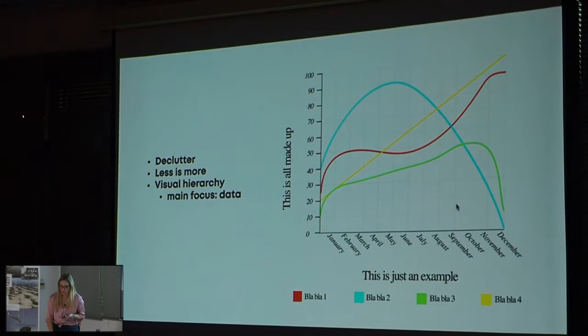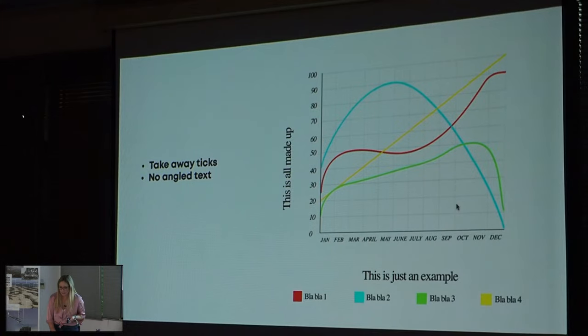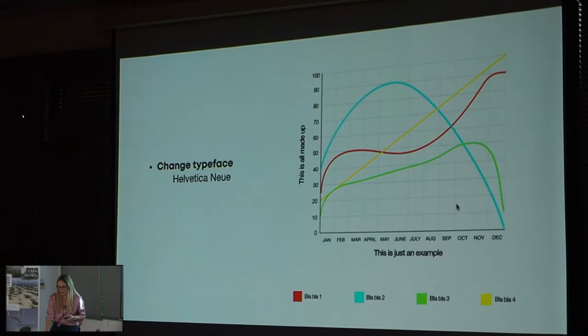Another thing that we should always do is to fix the angled text. This way it is quicker to understand, as we saw from a perception point of view. Another thing that I would do now would be changing the typeface, just because if it's a figure, it's going to be small, and small figures read better in sans-serif typefaces.